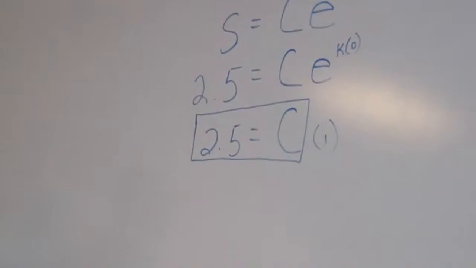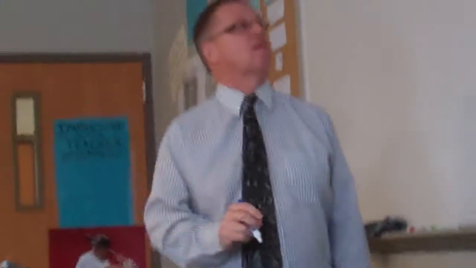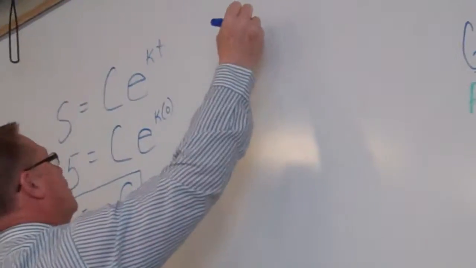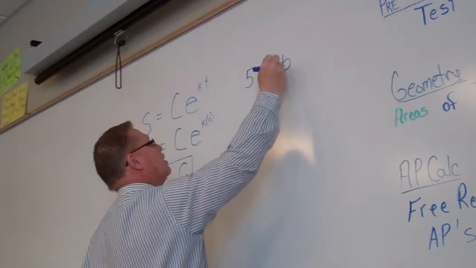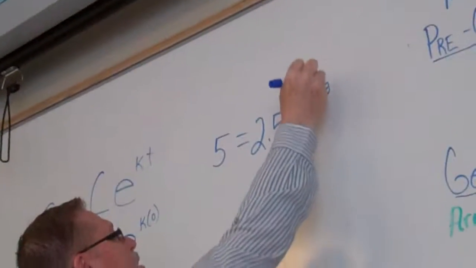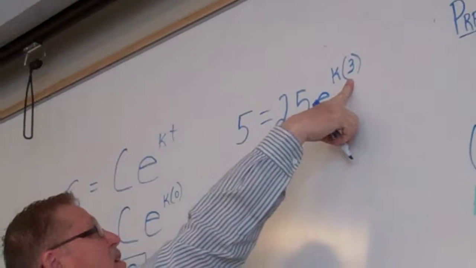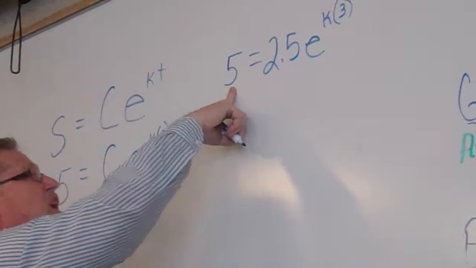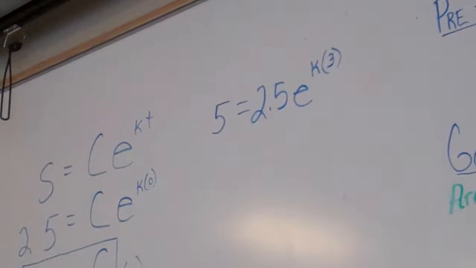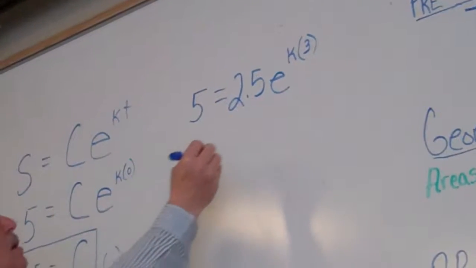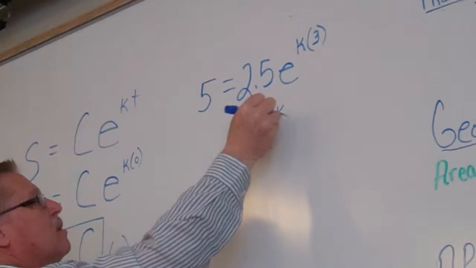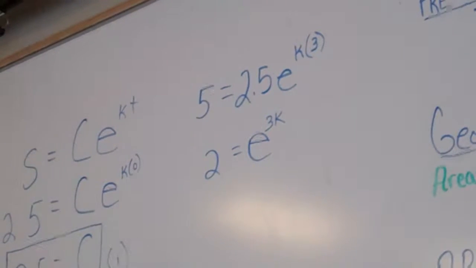We know that after 3 months, the S has doubled. So I think you're suggesting that when t is 3, this will be up to 5,000, and we already have found C to be 2.5. In other words, e to the 3K has to be 2.